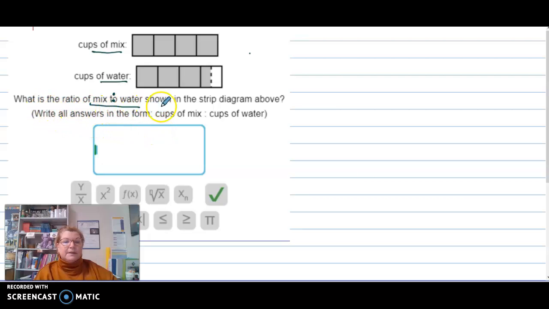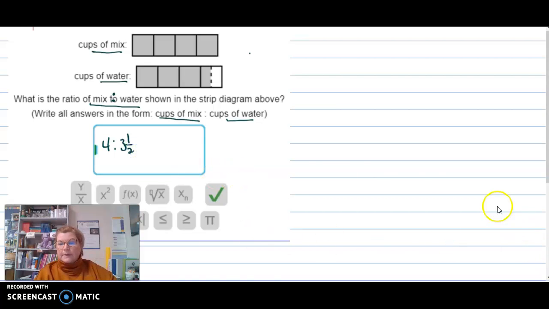What is the ratio of mix to water shown in the strip diagram above? The question also tells me in parentheses to write all the answers in this form or in this order. Cups of mix, they want you to use the colon instead of the fraction key, to cups of water. So in this case, I go up here, cups of mix, 1, 2, 3, 4. 4 whole squares have been colored in. Cups of water, 1, 2, 3 and a half. And you can have mixed numbers in your ratios, 3 and a half.